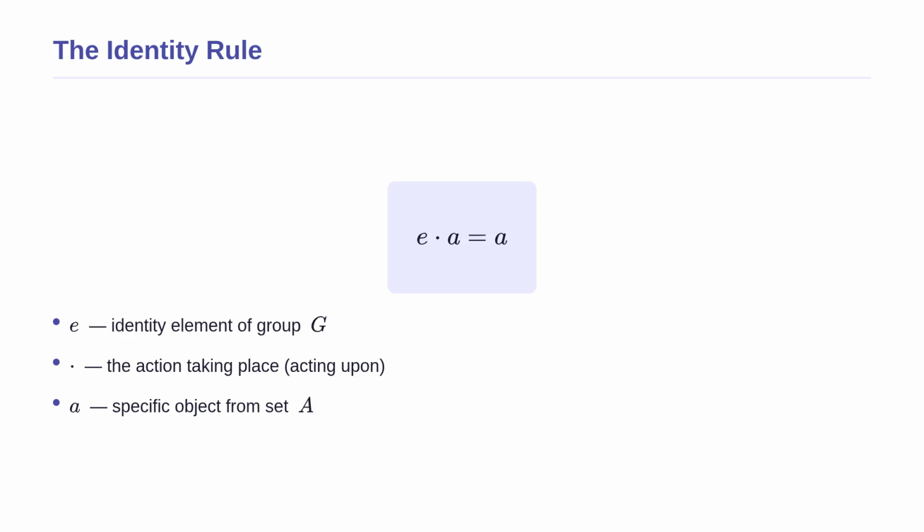Let us translate that first law into a mathematical formula. This equation represents the identity rule. The letter E stands for the identity element of the group, which is the command to do absolutely nothing. The dot symbol represents the action taking place, meaning acting upon. The letter A is a specific object from our set. The formula simply states that when the do-nothing command acts upon the object A, the result is exactly the same object A. If this does not happen, the action is invalid.